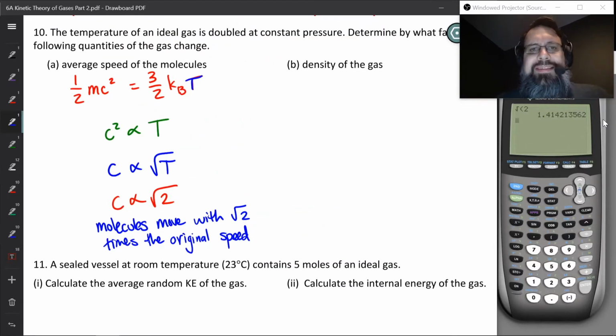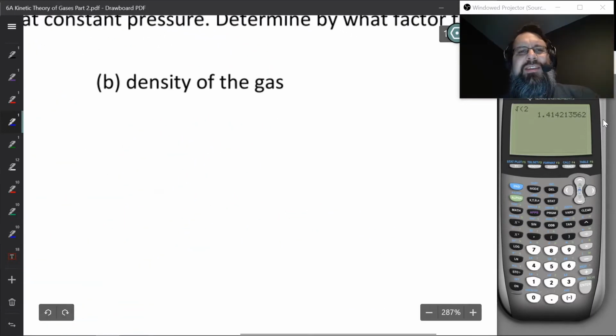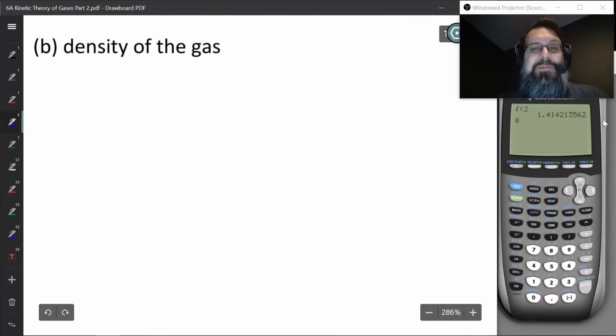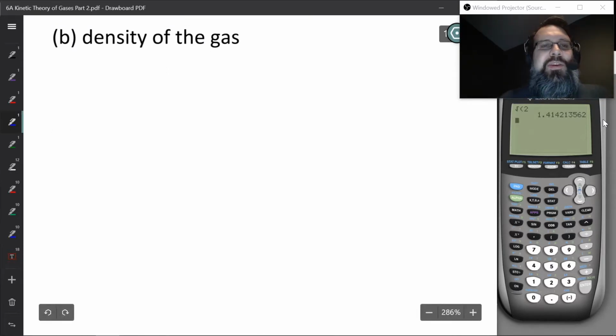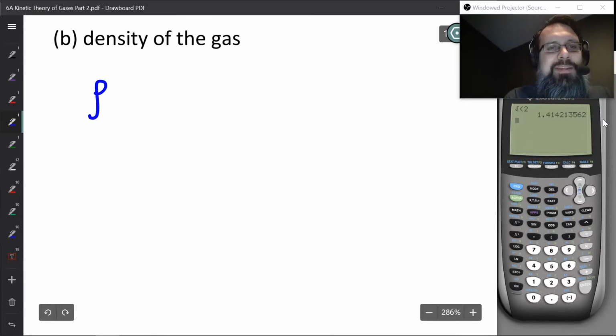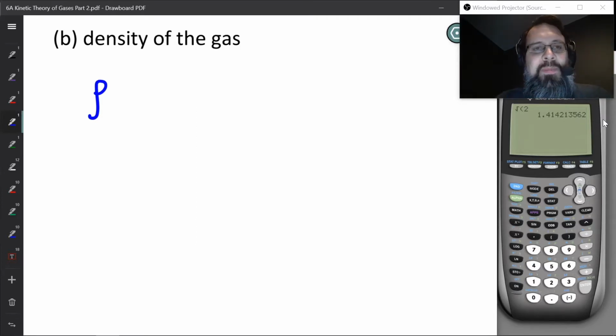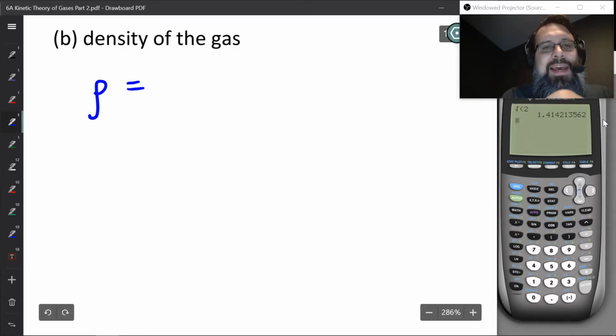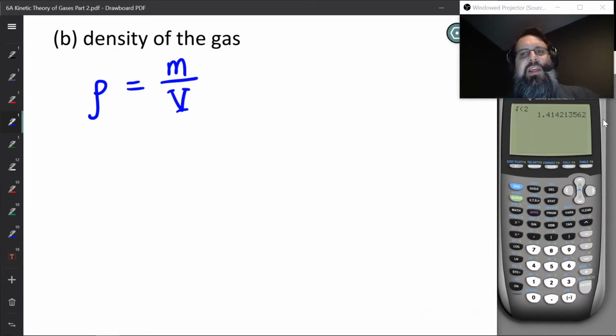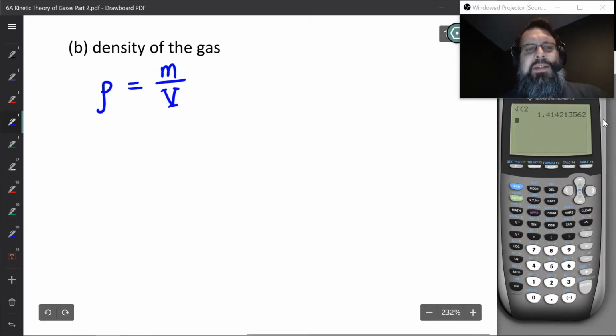And now we want to find the density of the gas. So this is going to be a little bit trickier because, what the heck is density? So before we get any further, I just want to make sure that we all remember that density, which is this symbol, the Greek letter rho, is defined as the mass over the volume. It's the mass per volume, so it's like kilograms per cubic meter. So that's density. It's been a while since we talked about density.